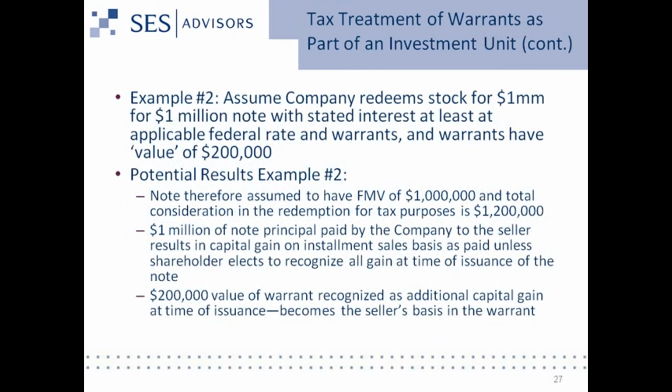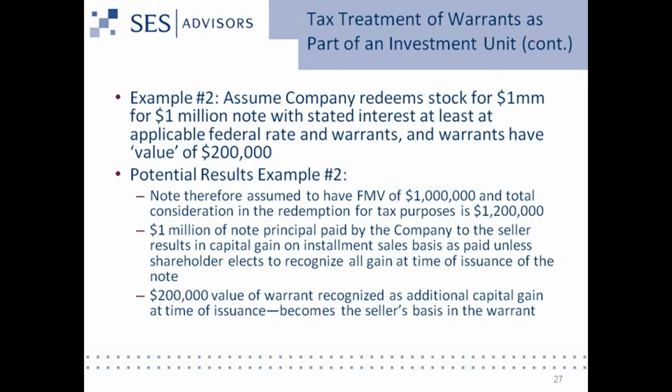Example number 2. This is back to our S corporation transaction that we illustrated earlier. And again, assume the company redeems stock for $1 million, and we redeem it by handing the sellers a $1 million note with stated interest at least the applicable federal rate. So we have to have at least regular interest and warrants. And the warrants here again have a value of $200,000. Here, the note is assumed to have a value of $1 million, and the total consideration deemed for tax purposes to be received by the seller is $1.2 million.